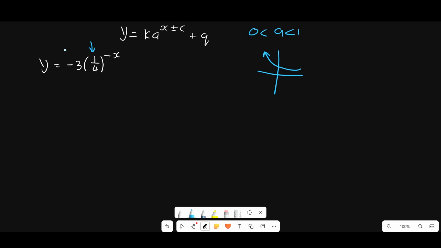Now I can see that here I have a negative. I also have a negative. So what does that mean? Well, it means that we are reflecting across the x-axis, so my function in that case will be something that looks like that. Because I'm reflecting across the x-axis, I can remove this one here, so my function now is something that looks like that.